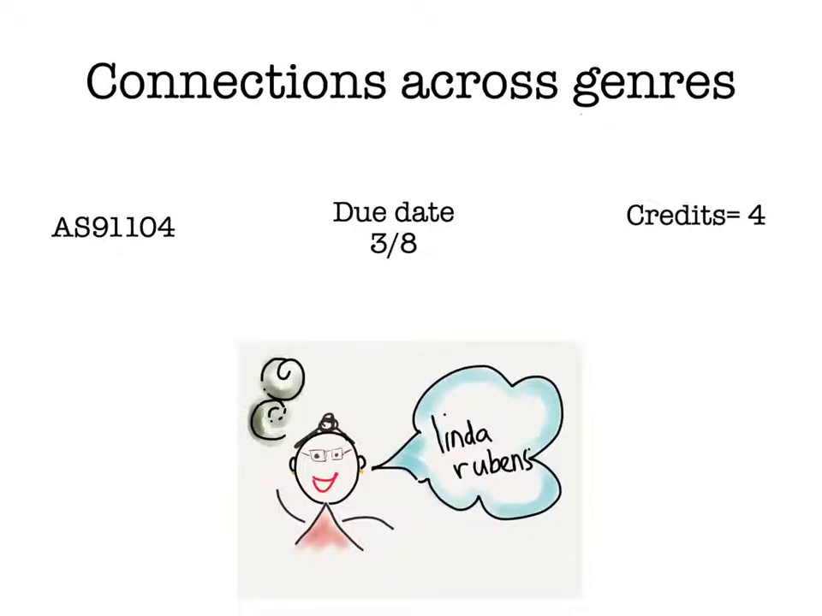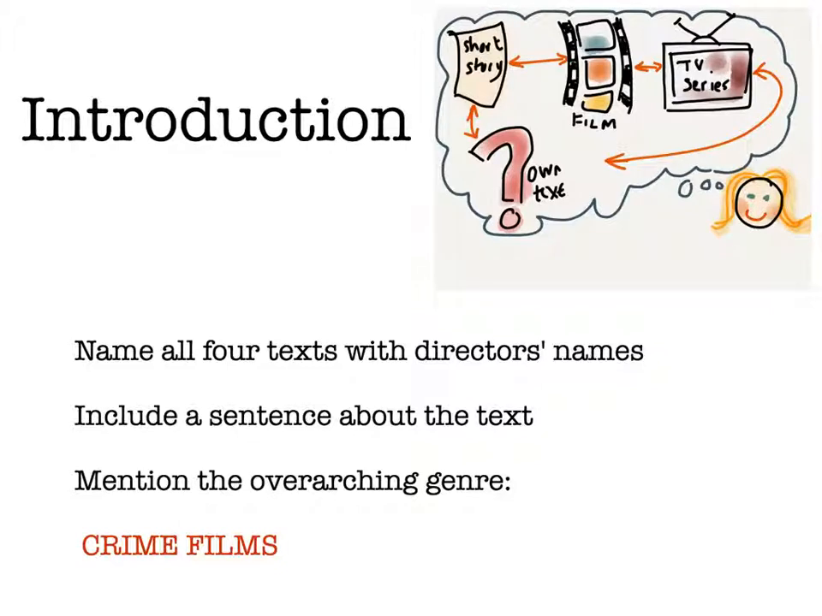So Year 12s, it's time to start gathering information for your connections across genres. I know the due date seems like a long way away, but bear in mind that you've got to cover 4 texts by that time. At this stage, you won't be ready to do your introduction yet, but pause and have a look at the types of things that you would need to include.